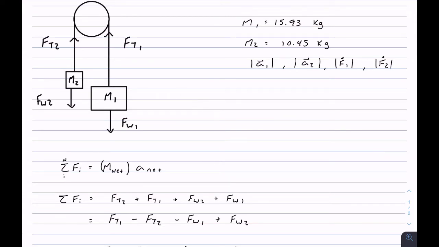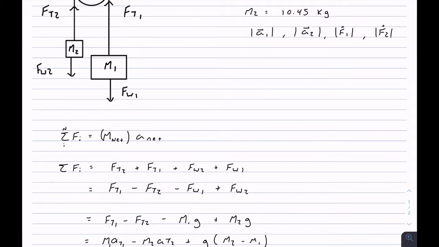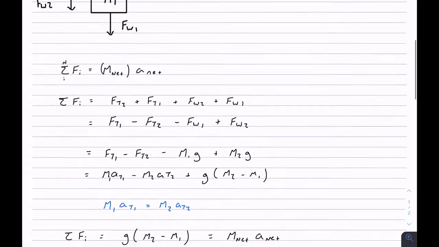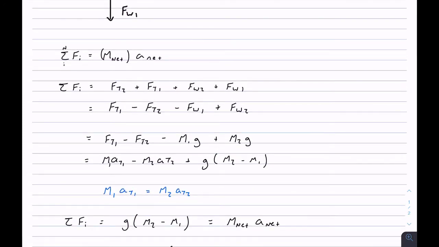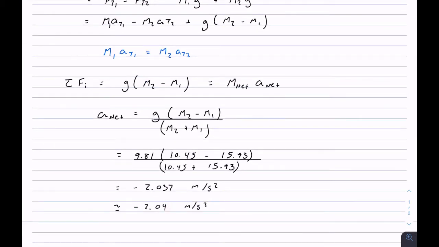So how did we define this? So here's our weight force, Fw1, and we defined it such that that was in the negative direction. We're given a negative acceleration, so that actually matches up. So that works. Okay, now we want to find the tension force.